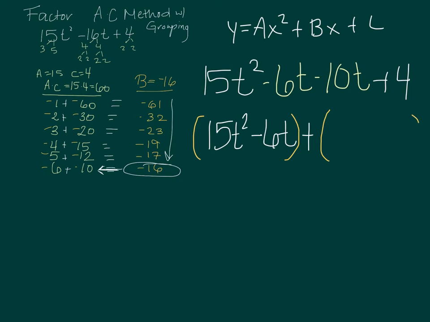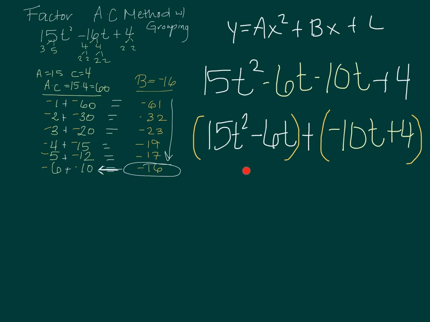Then I'm going to add negative 10t plus 4. Okay, so I'm keeping the signs with the terms that they came with, right? So a positive 15t squared and negative 6t. Then I'm adding negative 10t plus 4. Okay, so just grouping those together and those together.